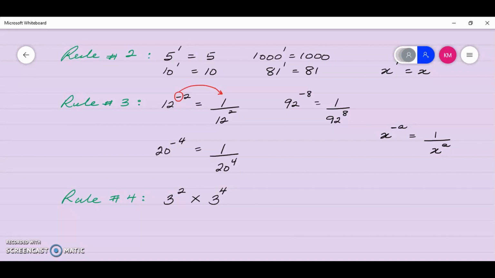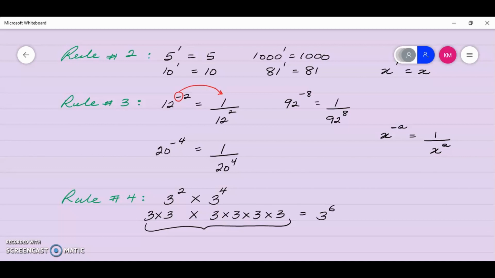3 to the power 2 is simply 3 multiplied by 3. And this now is being multiplied by 3 to the power 4. And I know 3 to the power 4 is 3 by itself 4 times. Now if I look at this entire thing here, I'm going to see that 3 is actually being multiplied 6 times. So we can write this as 3 to the power 6.